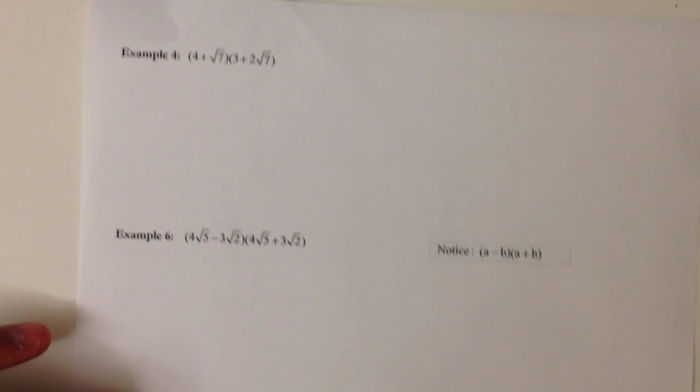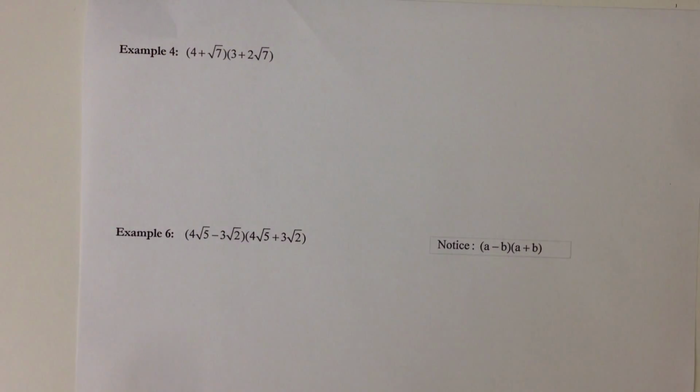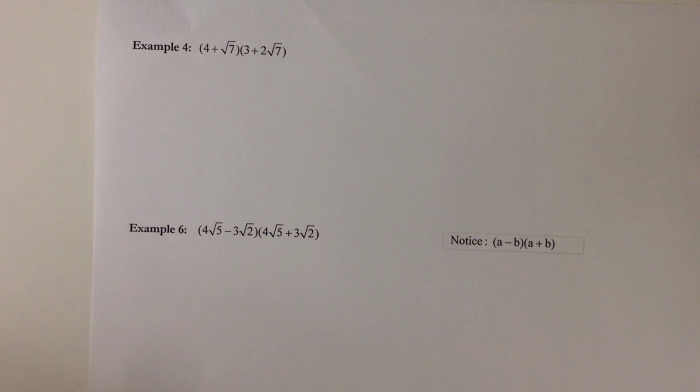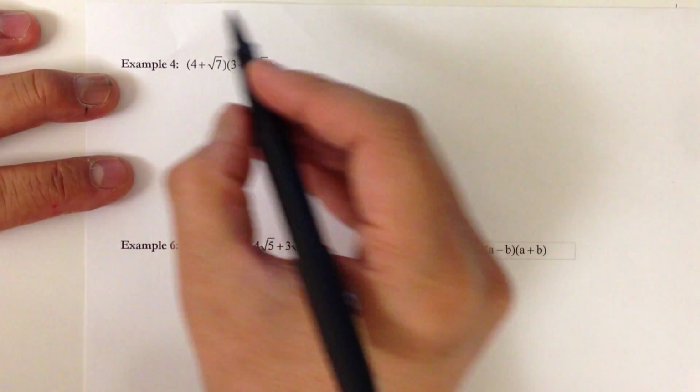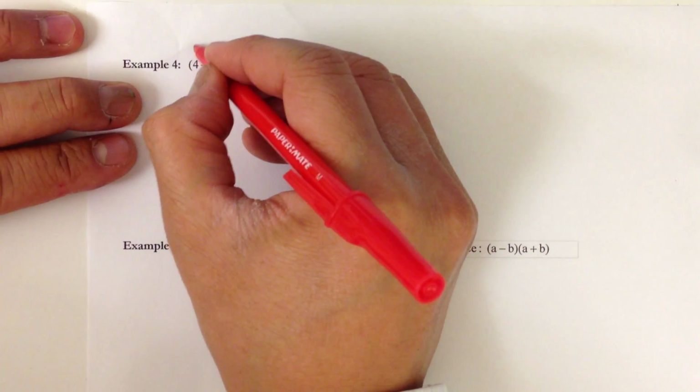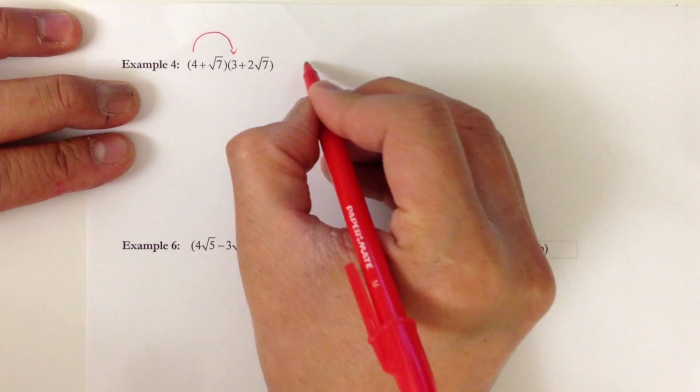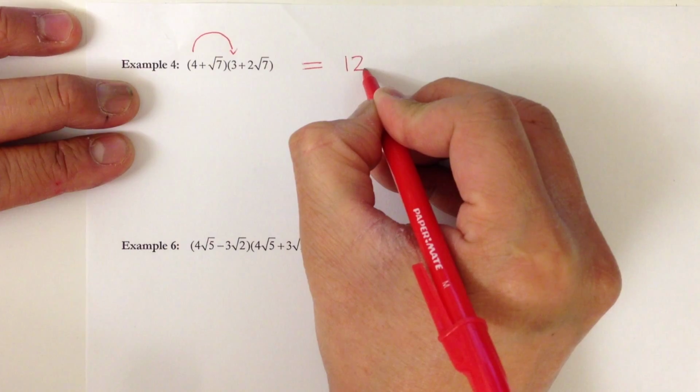Alright, now the last thing we're going to do here in the last 4 examples is to show you how to multiply and divide binomials that contain radicals. The good news is multiplying binomials that contain radicals is pretty simple. All you have to do is FOIL. So, example 4, let's go ahead and FOIL this. To FOIL, we take 4 and we multiply that with 3. And 4 times 3 is 12.